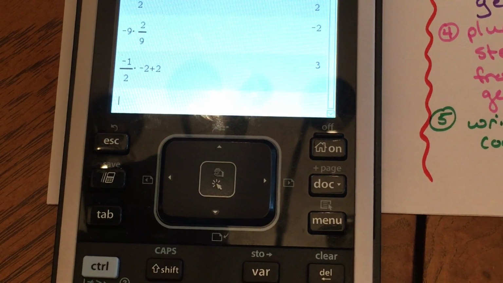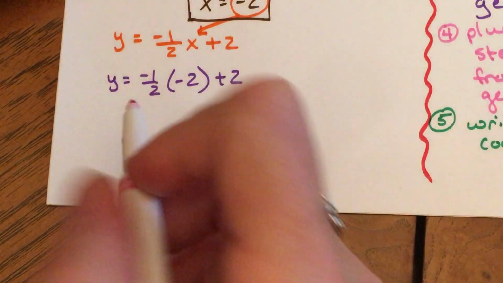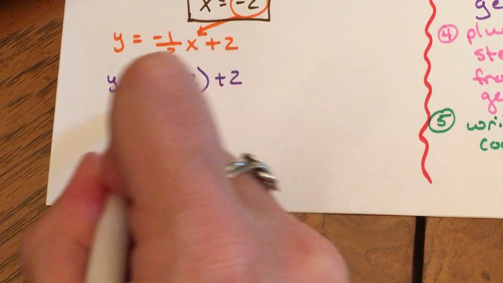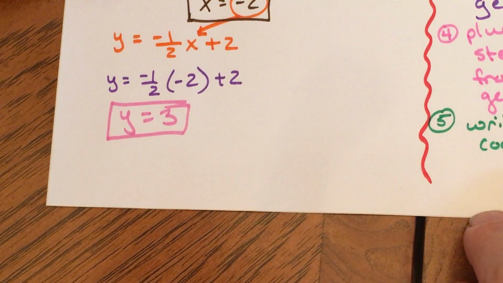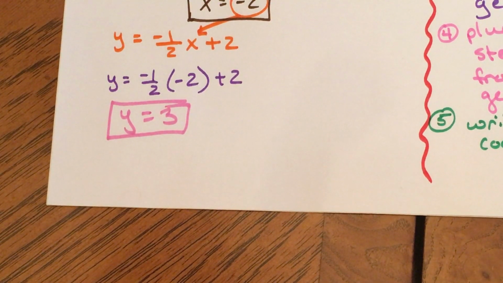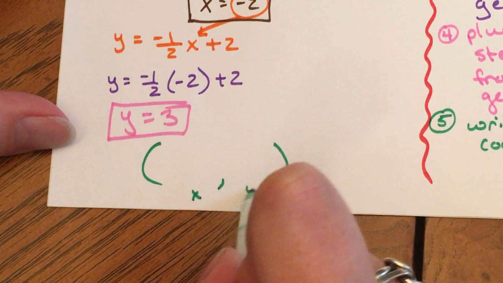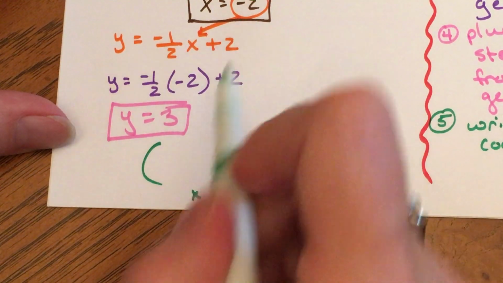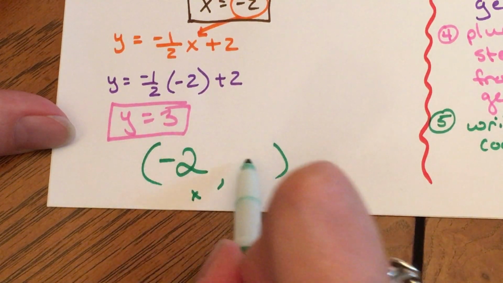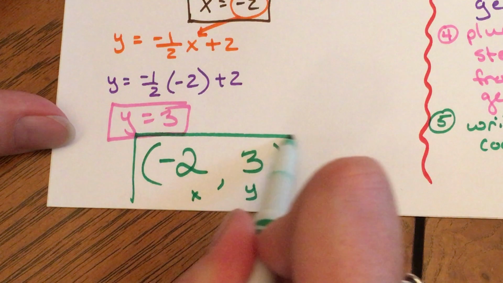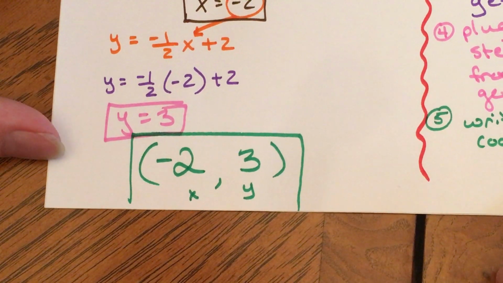3. Nice. So y equals 3. Final answer. x and y. My x was -2. My y was 3. Done. Not bad.